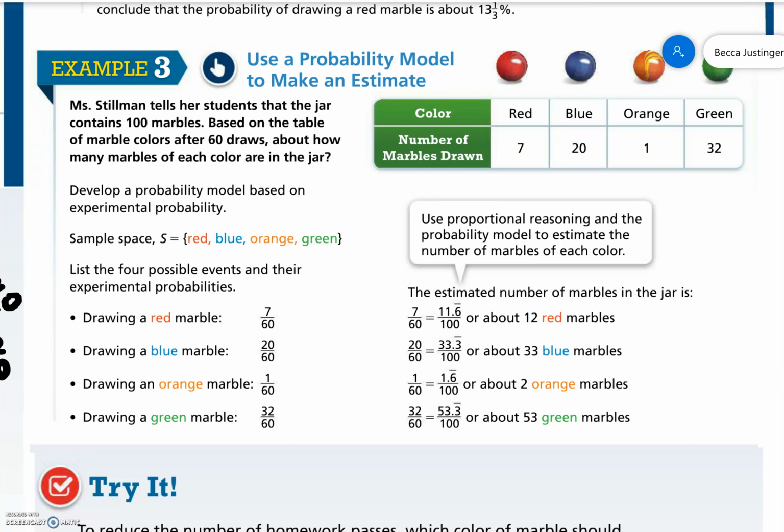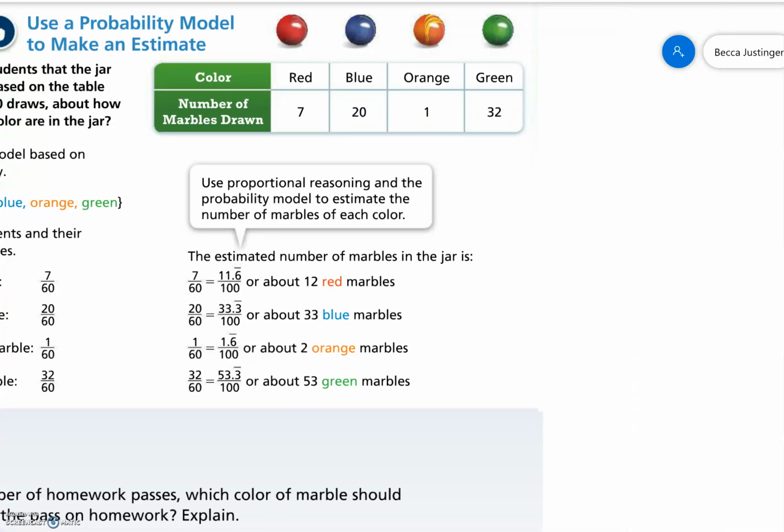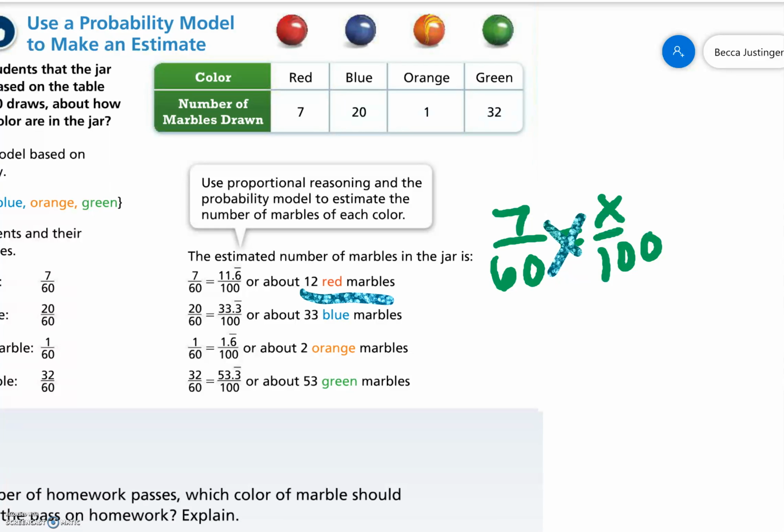7 out of 60 were red, 20 out of 60 were blue, 1 out of 60 was orange, and 32 out of 60 is green. Then we want to know if there's 100 marbles, how can we find out how many of each color are in the jar? So you're going to set up a proportion for each of these. So 7 out of 60 is equal to x over 100. When you cross multiply and divide, you get about 12 red marbles.